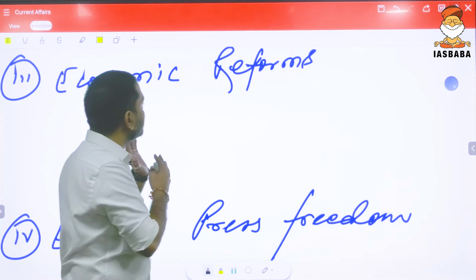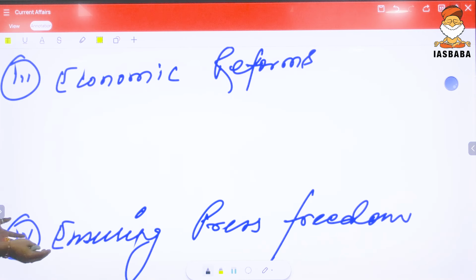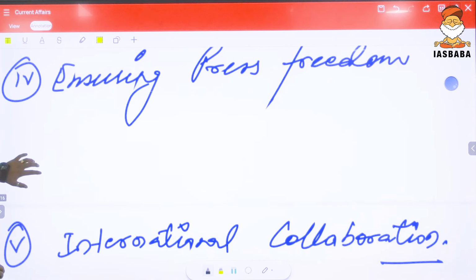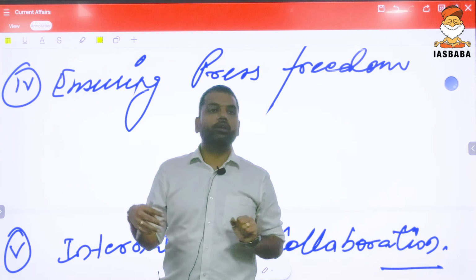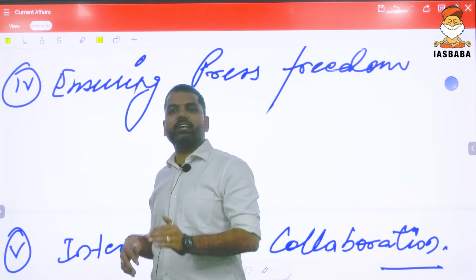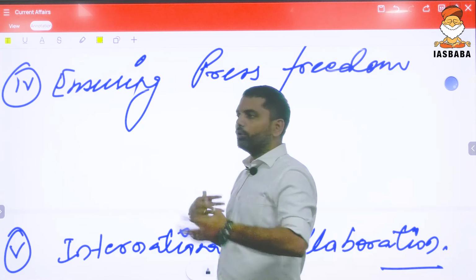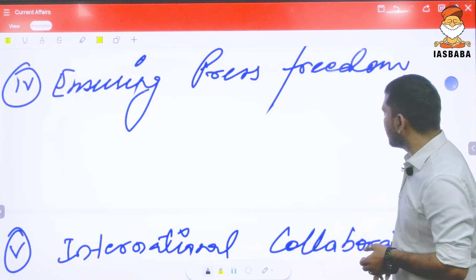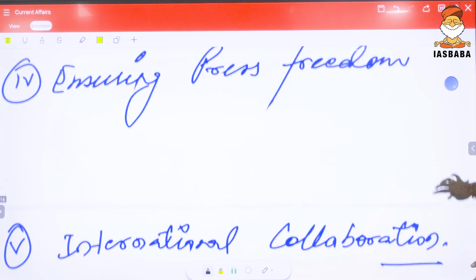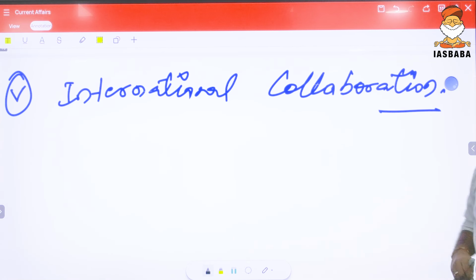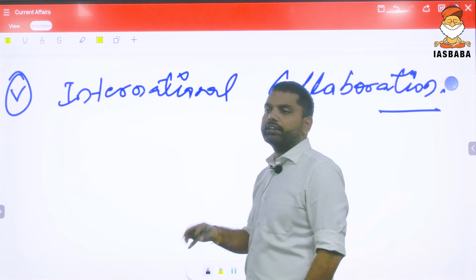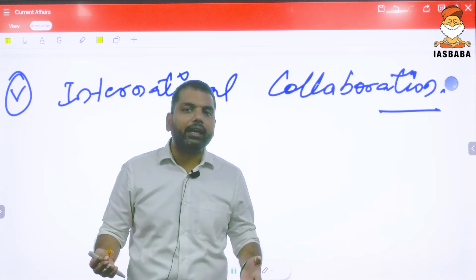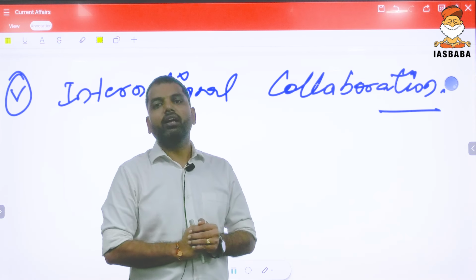So for that matter, there need to be economic reforms in Nepal, followed by ensuring press freedom. Recently, we saw even press persons were attacked. So we need to ensure press freedom in the country, so that debate and deliberation might happen in the country very intellectually, right? And then comes international collaboration, like Nepal should make space for international collaboration in order to receive foreign investments, other aid, or other reform measures from other countries.